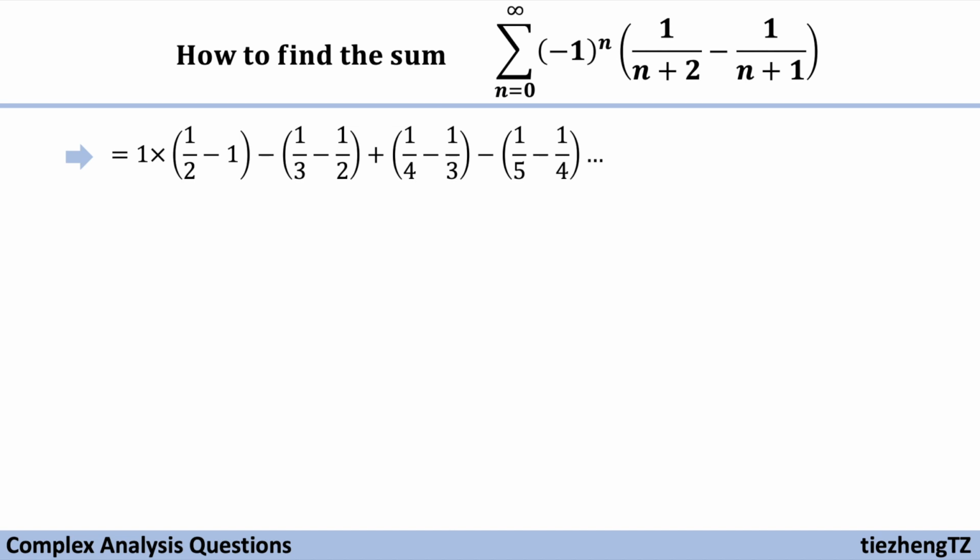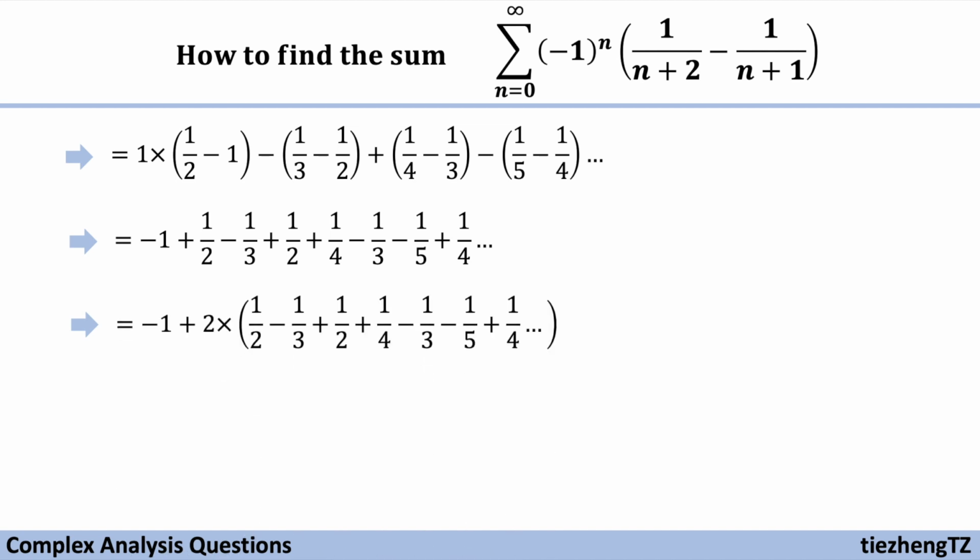So we can have 1 times (1/2 minus 1), minus (1/3 minus 1/2), and then plus (1/4 minus 1/3). Therefore, we can just open the parentheses and get the following equation. After further simplification, we can write down that this equation equals minus 1 plus 2 times these terms within the parentheses.